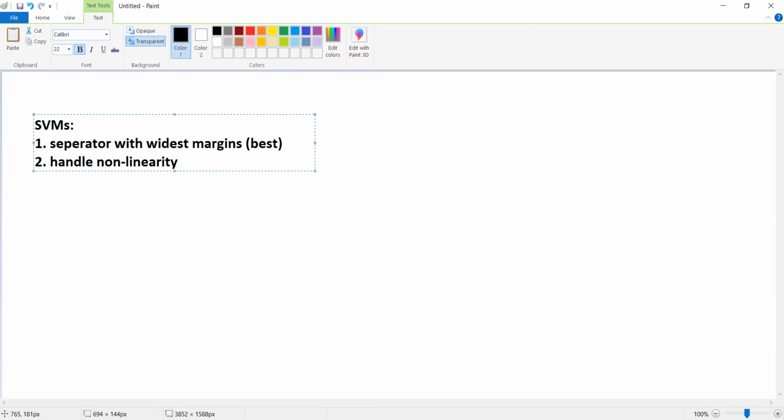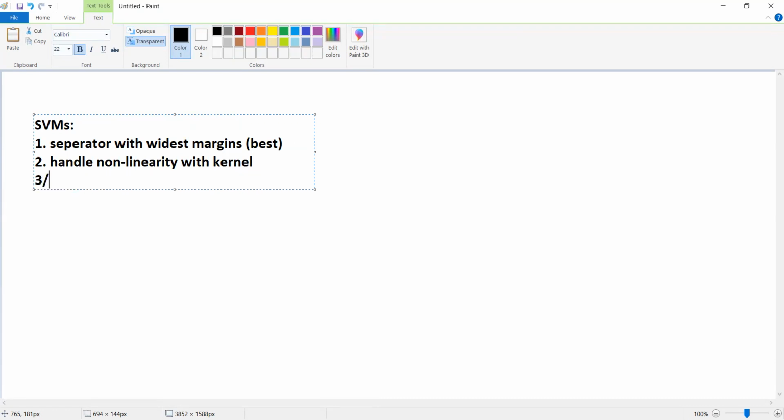It can handle non-linearity by using kernels. Kernel functions are a way to project the data into higher or different dimensions, and then have a linear separator in those dimensions. That actually is a non-linear separator in our original dimension. And that's a good thing to remember.